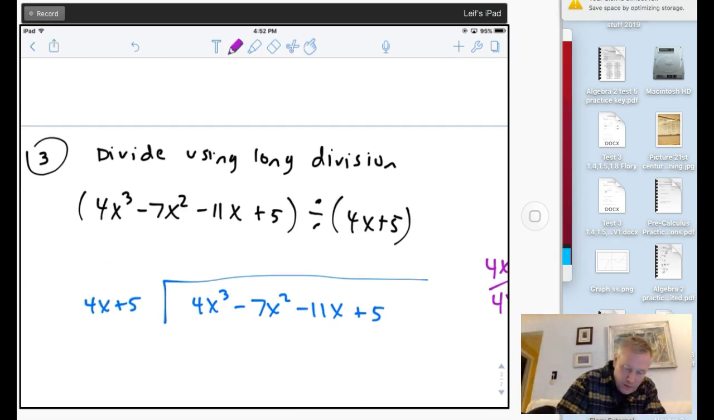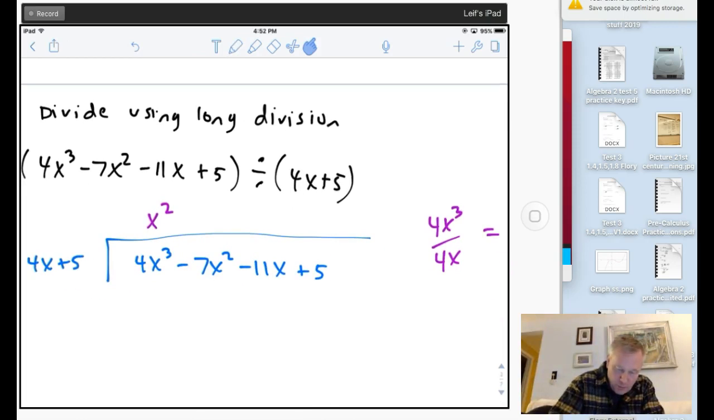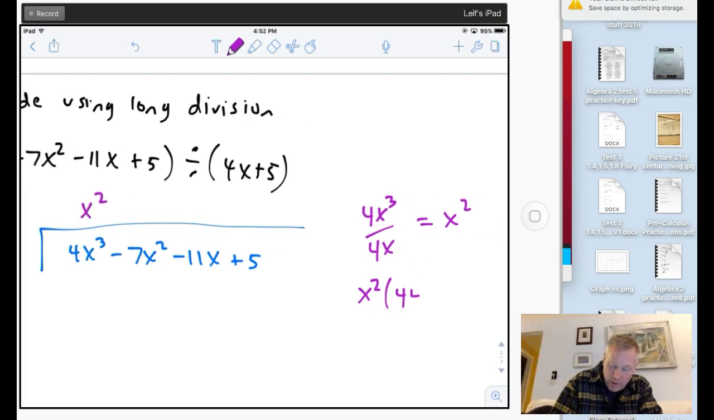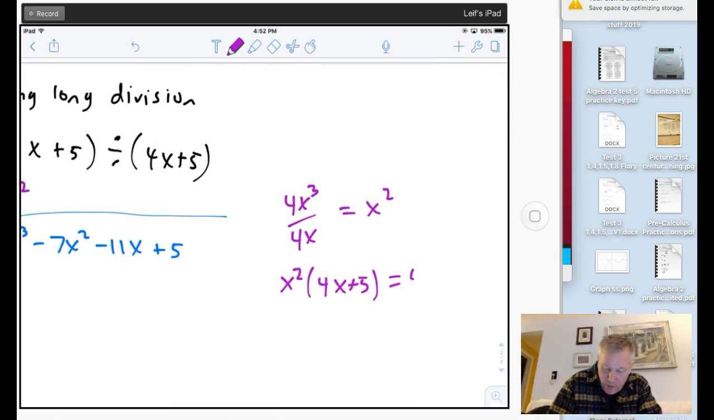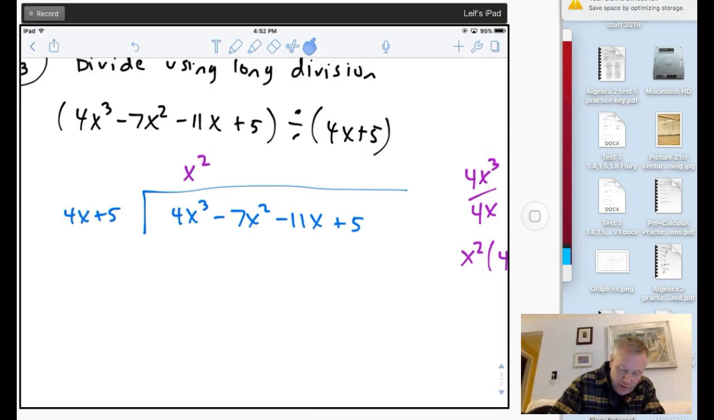So if I put the x squared up here, and then I multiply it, now you're going to multiply x squared. Now the plus 5 comes into play, so I'm multiplying it times 4x plus 5. And when I do that, I get 4x cubed plus 5x squared. And that I'm going to put underneath here.